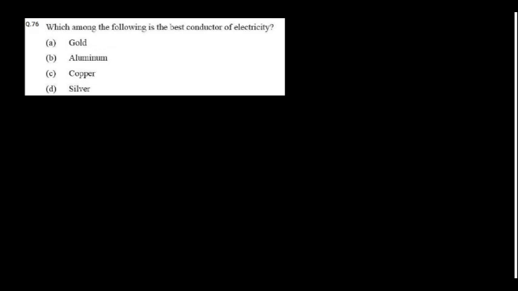How fast can a Cat6 cable transfer data? Up to 10 gigabits per second. Which among the following is the best conductor of electricity? All of you know silver is the best conductor.